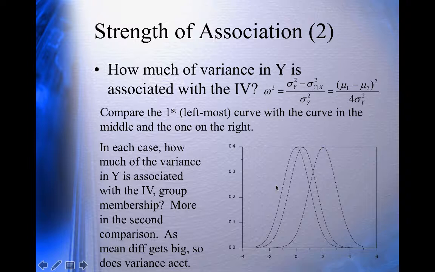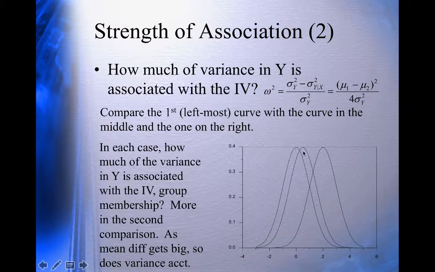So let's say that this guy on the left is our control group, and these are the observations in that control group. And now we're going to have an experimental group that could either look like this or could look like this. Right? So what is the variance in y given x? Well, that is the variance in y when x is constant, so it's a within group variance.